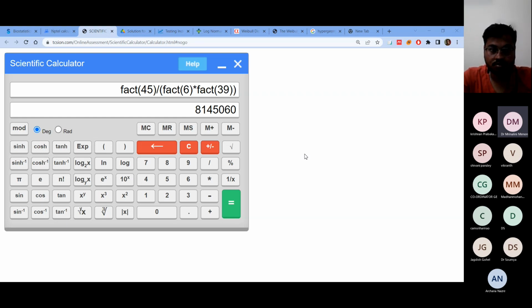How did you enlarge it? I missed that. I just zoomed in. I think Archana asked to enlarge it.